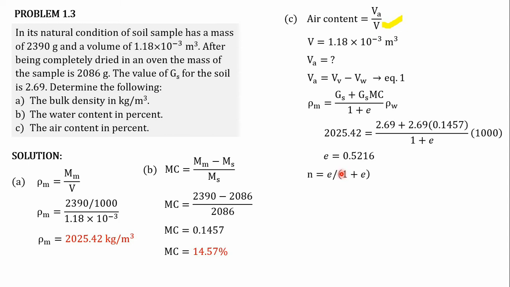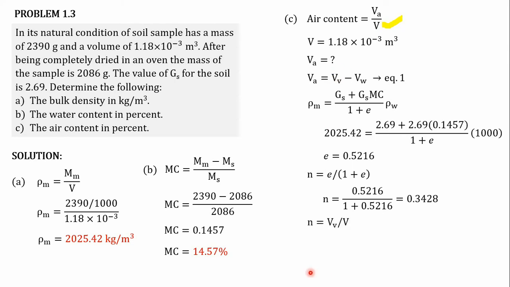We know that the porosity is equal to E over 1 plus E. So therefore, yung porosity niya is 0.5216 divided by 1 plus 0.5216. This is equivalent to 0.3428. And then, ang aim natin is to solve the volume of voids. Ito yung solvein muna natin, kasi kulang tayo ng volume of voids at volume of water. Pero solvein muna natin yung volume of voids niya.